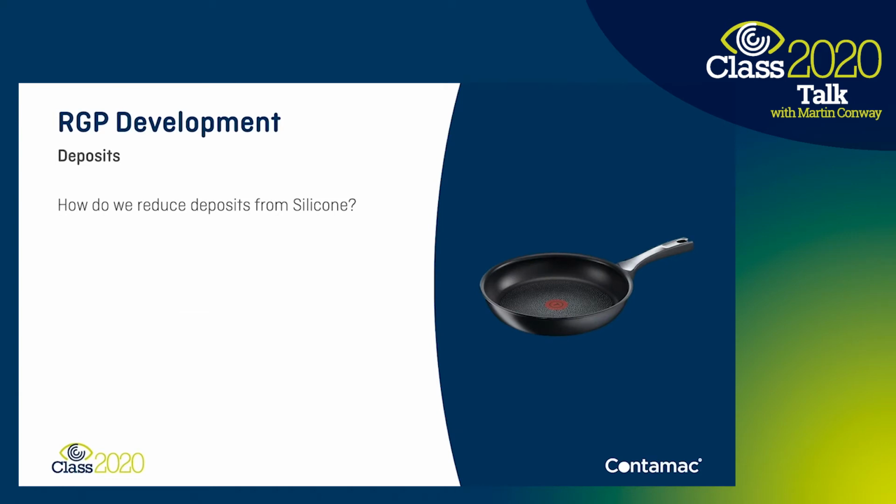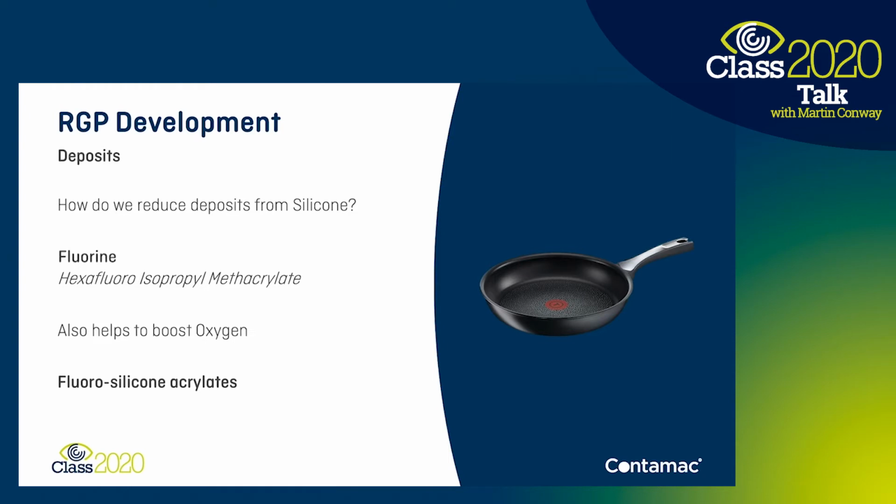How do we reduce the deposits element of silicon? Well, in the late 1930s, a young chemist working for the DuPont company in the United States was trying to develop a new refrigerant. And he didn't succeed, but what he did succeed in developing was what we now know as Teflon. And the element that he was playing around with was fluorine. So he discovered that certain fluorines resist deposits adhering to them, the non-stick frying pan.